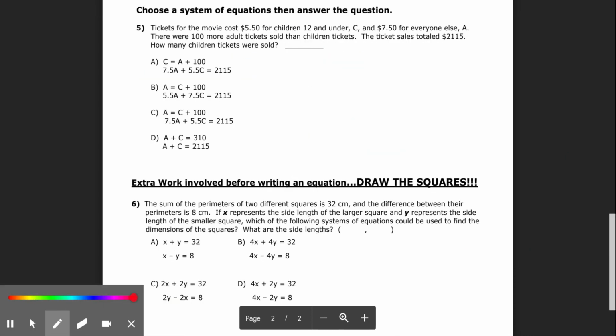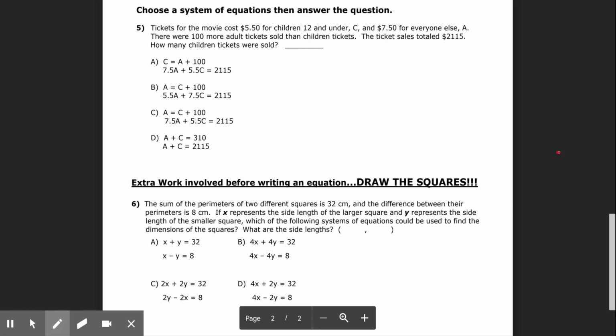Now on problem number 5, it says to choose a system of equations, then answer the question. So, tickets for the movie cost $5.50 for children 12 and under, C, and $7.50 for everyone else, A. There were 100 more adult tickets sold than children tickets. The ticket sales totaled $2,115. How many children tickets were sold?